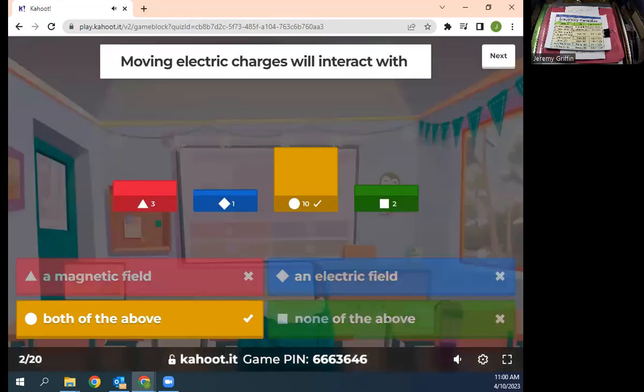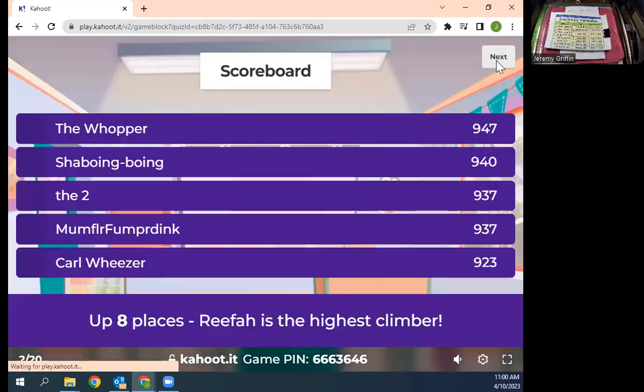a magnetic field, because moving electric charges create a magnetic field, so it'll interact with another magnetic field, and electric charges will already interact with electric fields anyway. So yeah, both of the above.